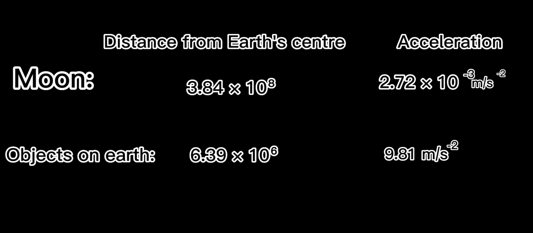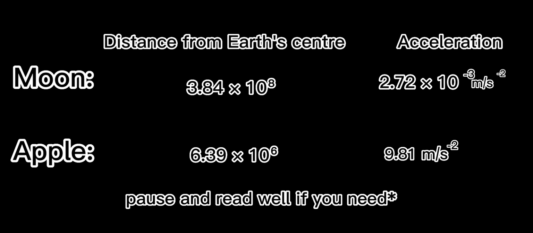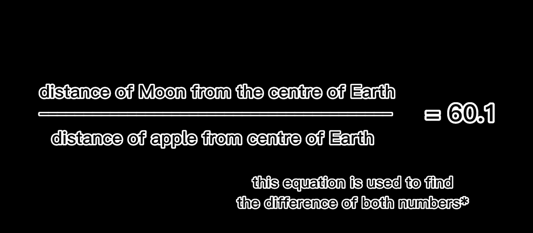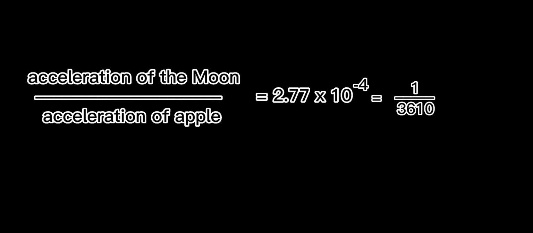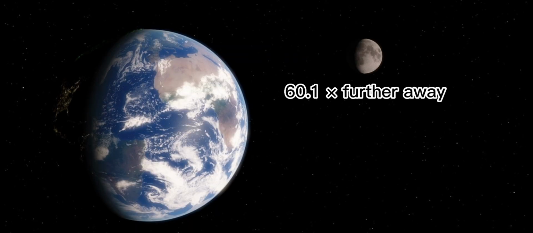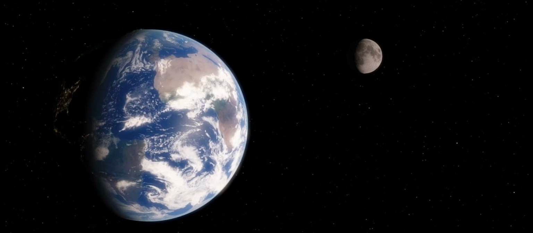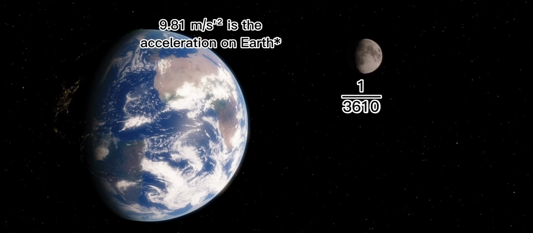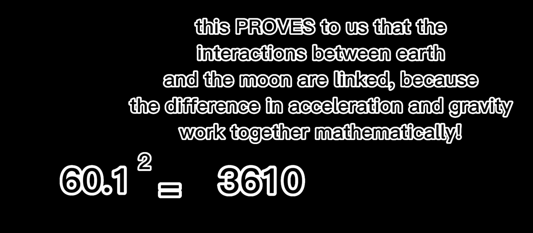It's about to get heavy with numbers. Gonna use the acceleration of an apple as a cheap joke here, but this is the equation needed in order to find the ratio of the values, followed by this equation. So let's just break this work down. So the Moon is 60.1 times further away from the center of Earth, but the acceleration is merely 1/3610th of the apple's acceleration. Now these numbers may seem very different, but notice how 60.1 times itself equals 3610.